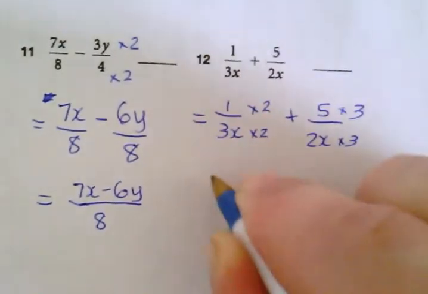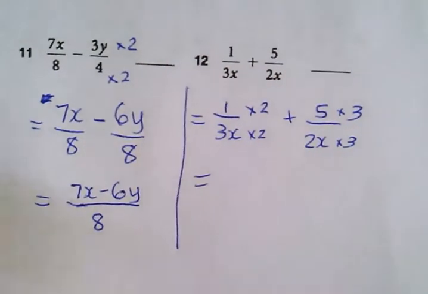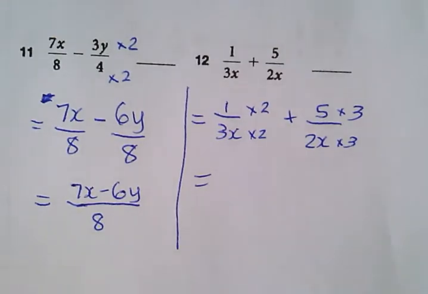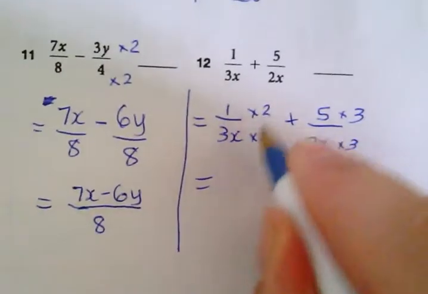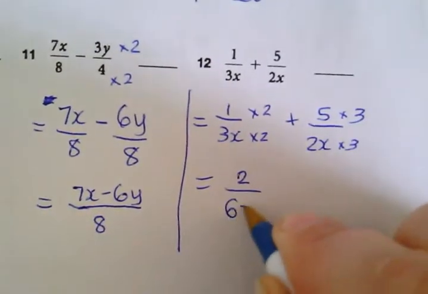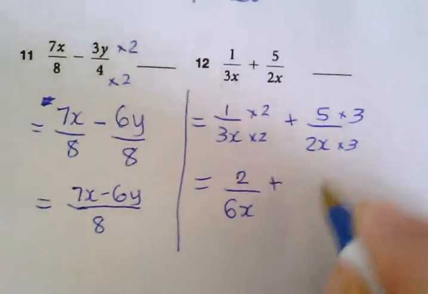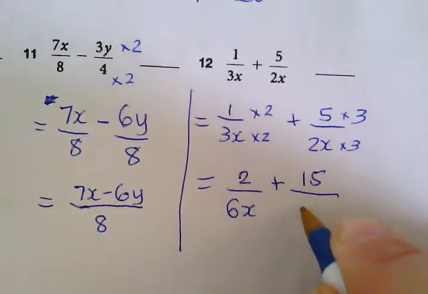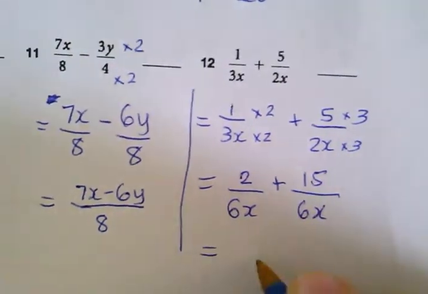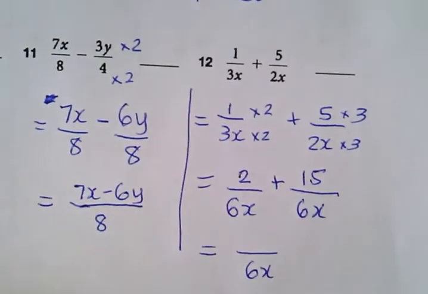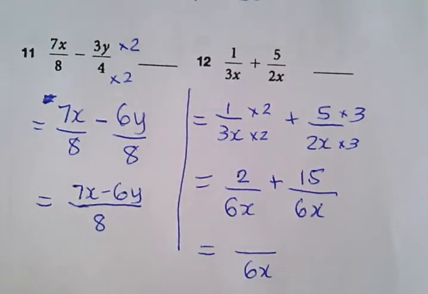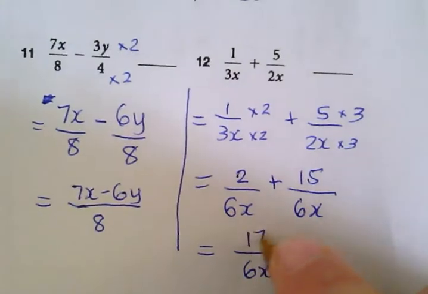Now, the reason you just have to worry about the numbers is that at the x's, you've got the same powers of x there. It's not the x's that are the problem. It's the numbers that are the problem. So 1 times 2 is 2 over 3x times 2 is 6x, plus 5 times 3 is 15. That is also over 6x. Now we've got a common denominator. 15 plus 2 is 17.